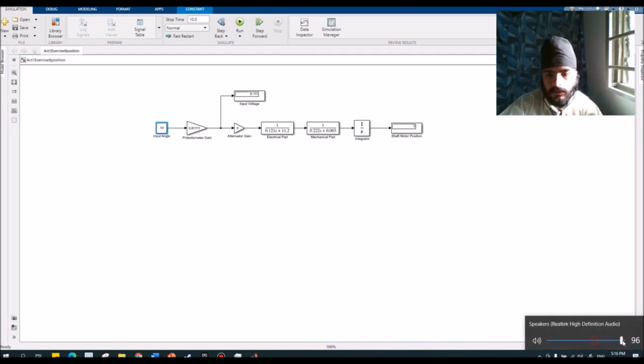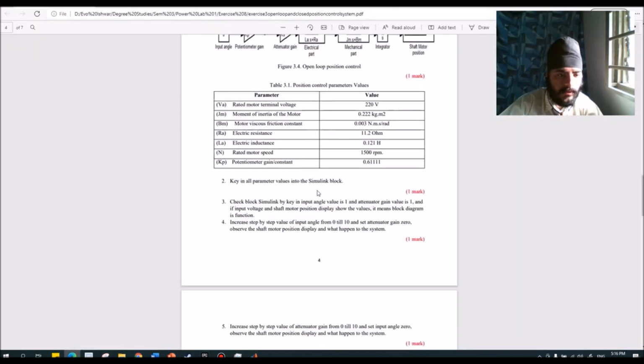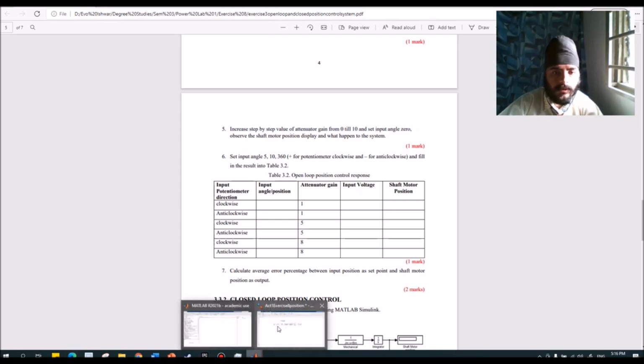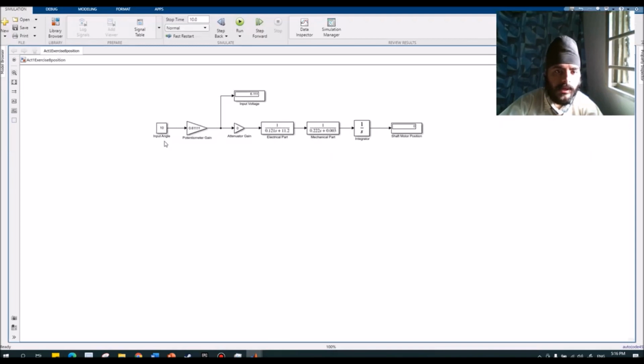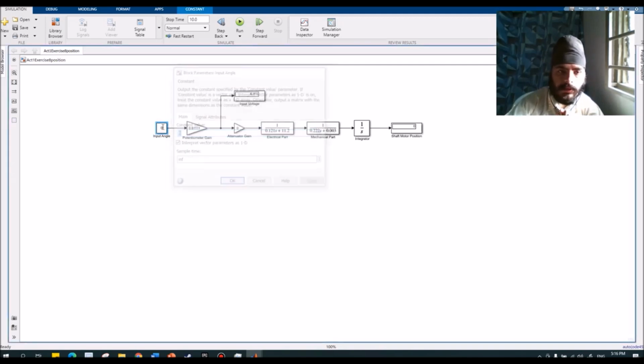So that's all. Now what we need to do is step number 5, which is to increase, step by step, the value of attenuator gain from 0 until 10 while setting input angle 0. Earlier, we set attenuator gain as the constant. Now we need to set the input angle as constant 0 while we change the attenuator gain.